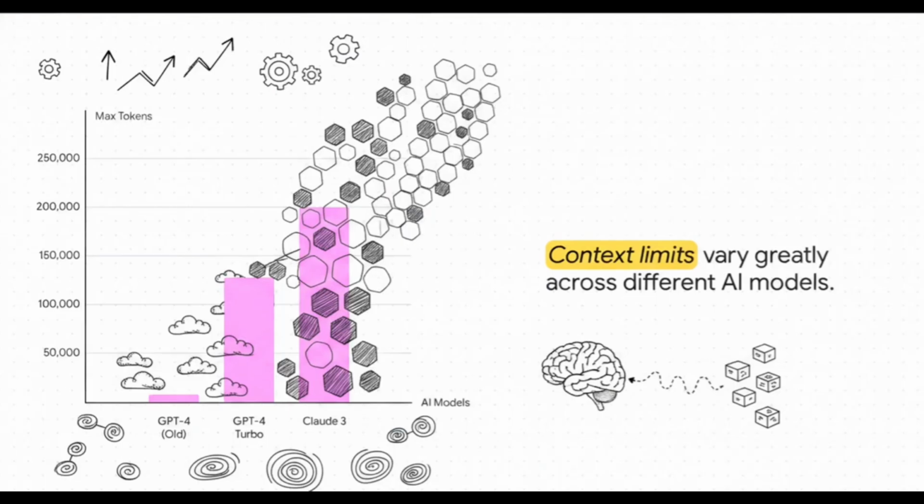Now, these context limits vary wildly across models. Older versions of GPT-4 handled about 8,000 tokens, whereas newer models like GPT-4 Turbo can handle a whopping 128,000, and Claude 3 pushes all the way to 200,000. These limits are evolving incredibly fast, with models like Gemini also featuring massive context windows.